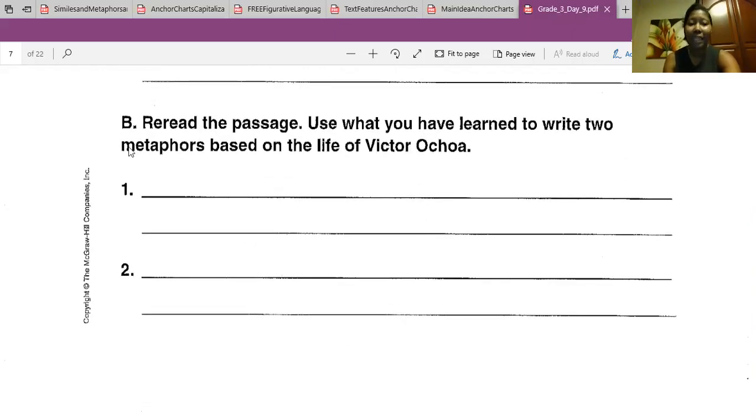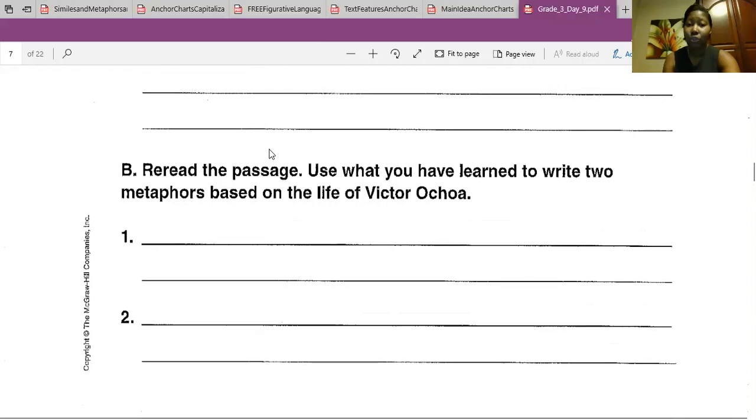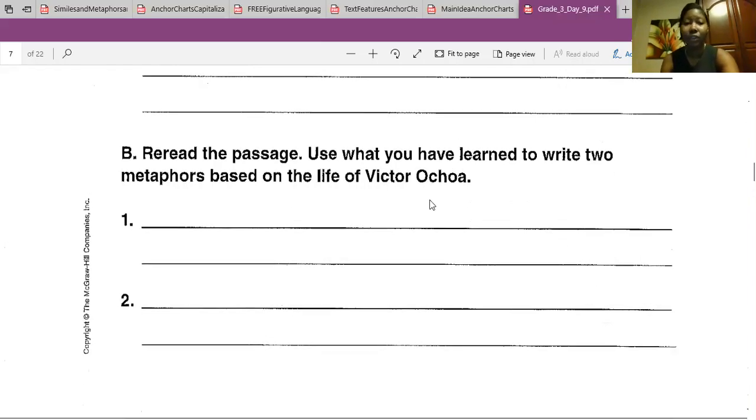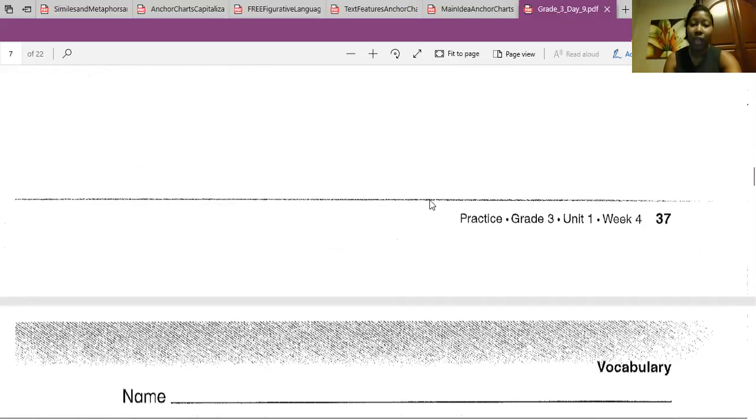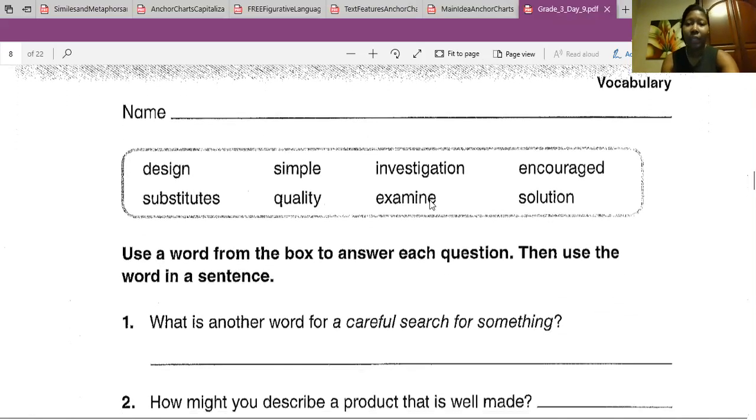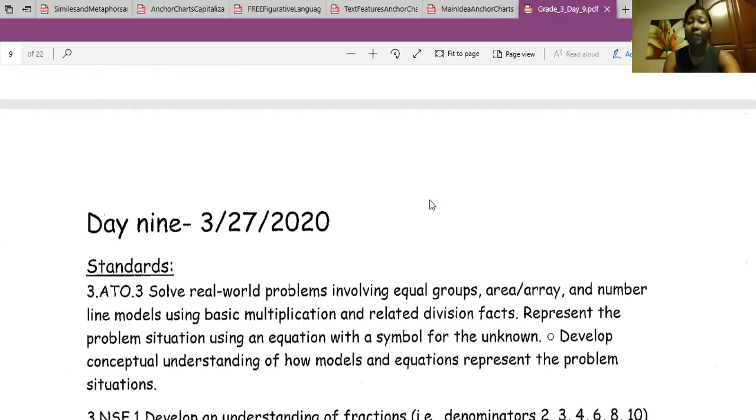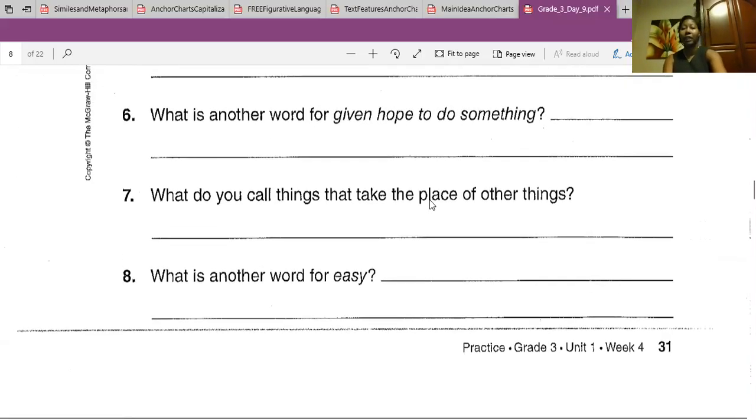Then part B says reread the passage, use what you've learned to write two metaphors based on the life of Victor Ochoa. You can do that. That's easy. Next, you'll do your vocabulary, and you'll be done with the reading portion of the lesson.